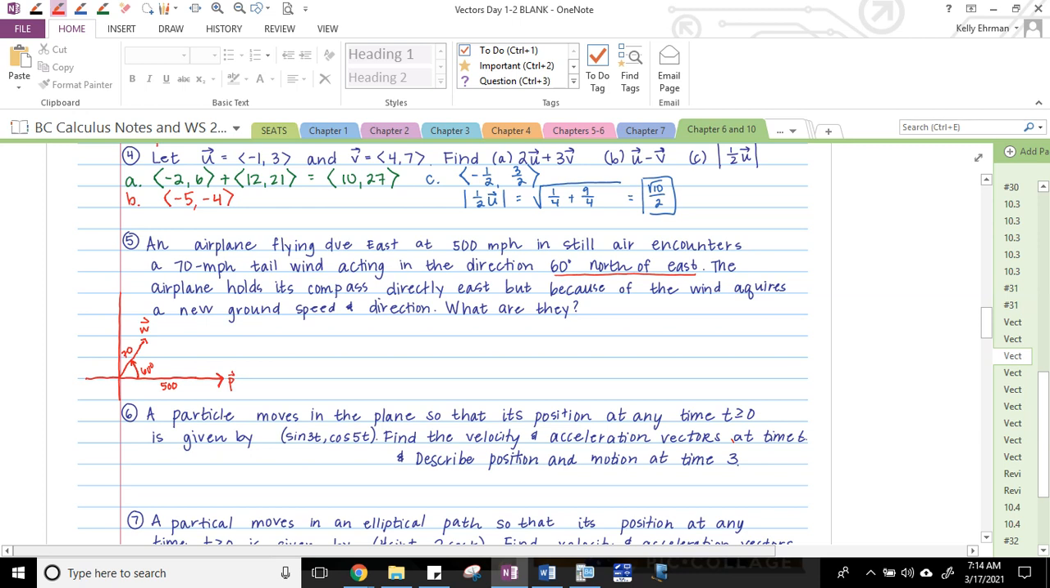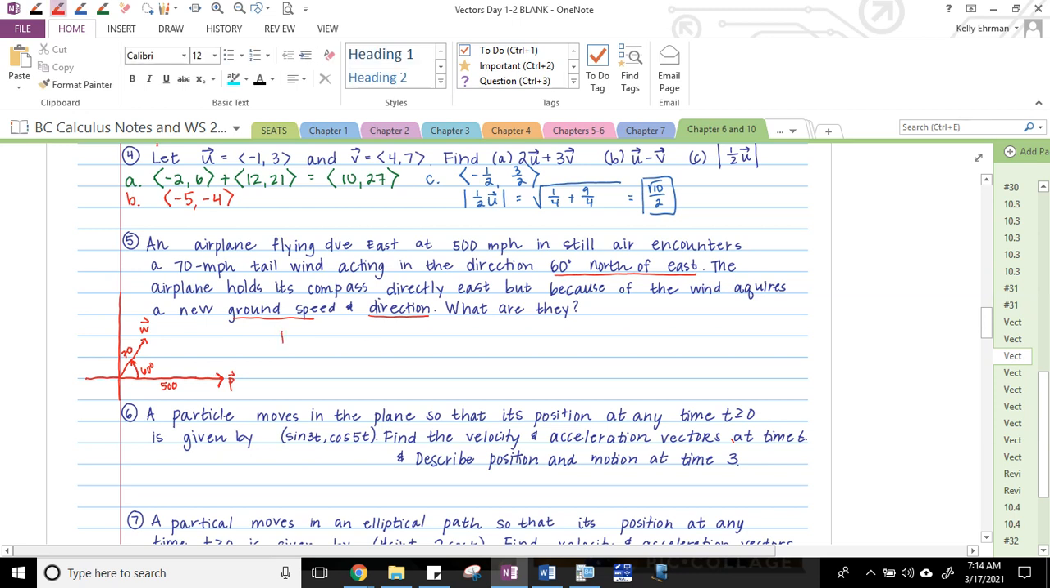So this tailwind that's pushing up on it should veer our plane off course a bit, right? Headed a little bit north. And since it's a tailwind, it should be pushing it a bit farther. So this asks, what's the new ground speed and what's the new direction? They're not headed due east anymore. What's the new direction?